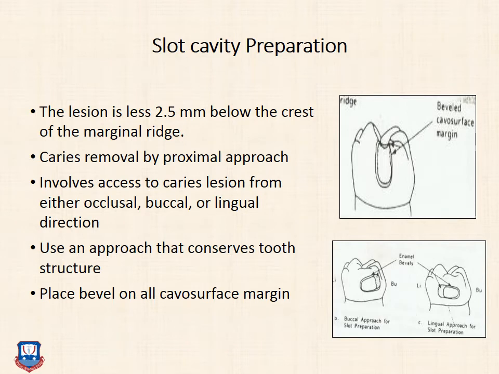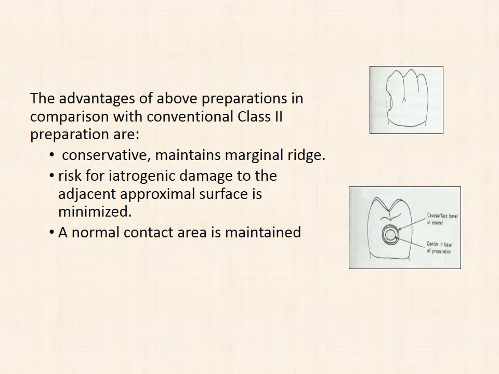The caries approach is through the proximal surface, and it involves access to the caries lesion from either the occlusal surface, buccal, or the lingual direction. Use an approach that conserves the tooth structure. So it should be a direct approach to the carious lesion. Place bevel on all the cavosurface margins. This is for the retention of the restorative material.